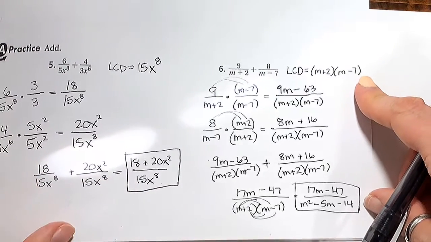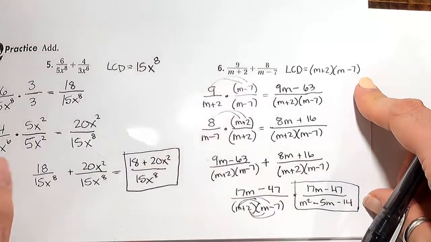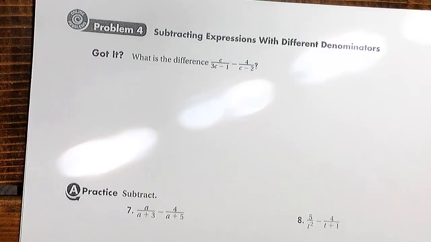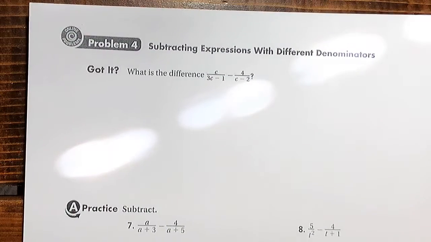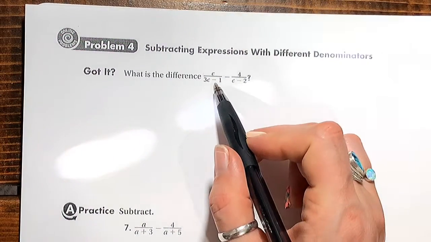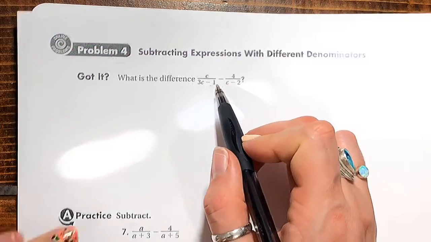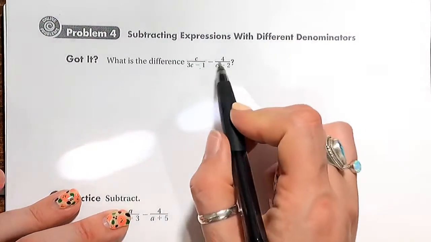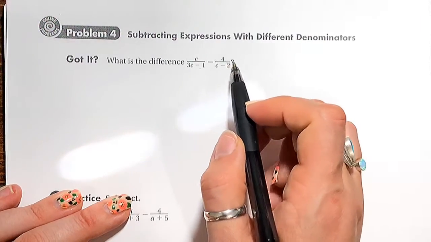And that is how you do it when you have binomials on the bottom versus a monomial, so one term versus two terms. Okay, let's do a subtraction one so that we can practice making sure we get our signs correct. So here we have c over 3c minus 1, and then we're subtracting 4 over c minus 2.